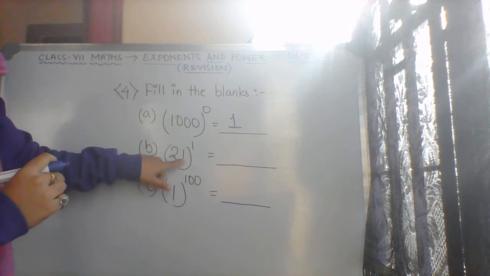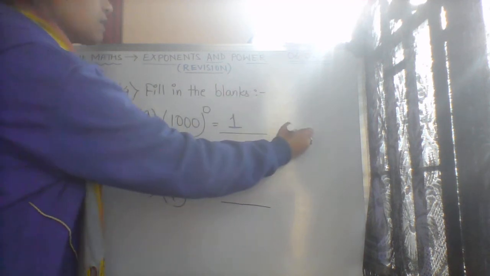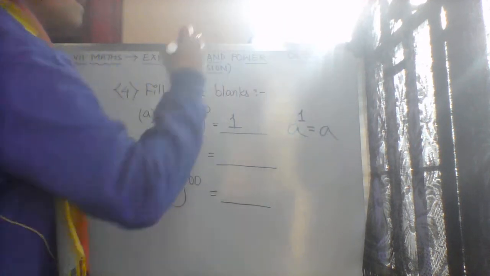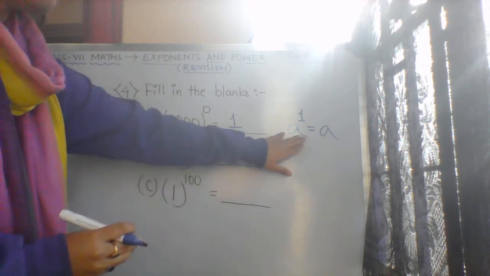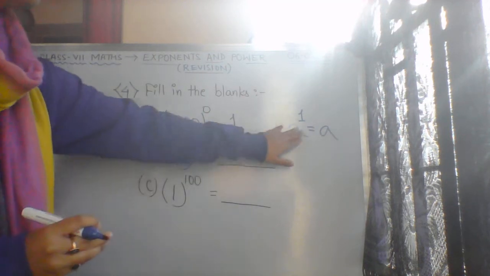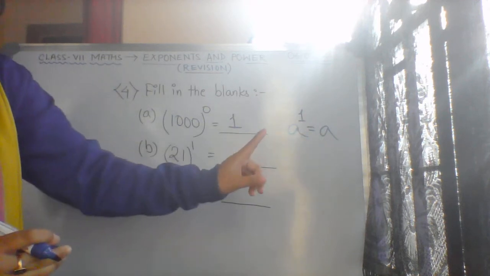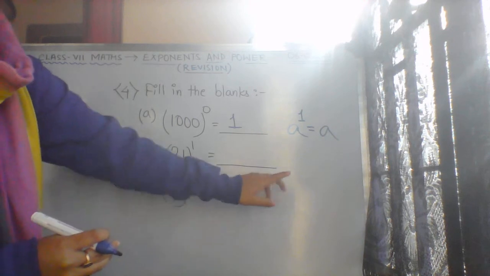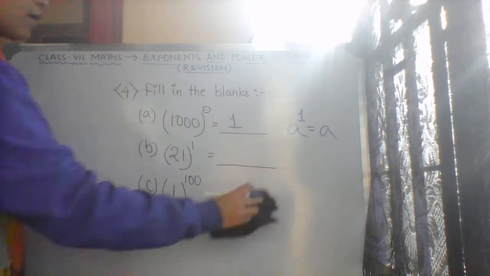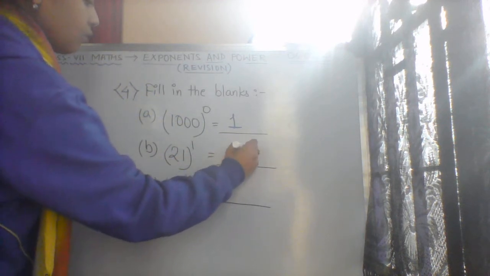Now, 21 to the power 1. Always remember, anything to the power 1 is that number itself. Whatever base we are having, that will be there. Anything to the power 1 means that the number is getting multiplied only one time. It is present only one time. So it will be that number itself. So 21 to the power 1 will be 21 only.